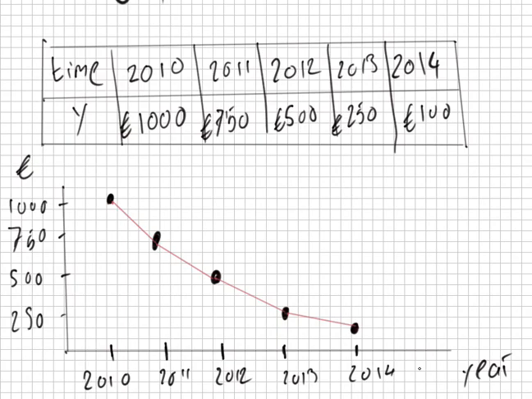How do I know which is the x-axis? Time is always on the horizontal. X-axis, yes.